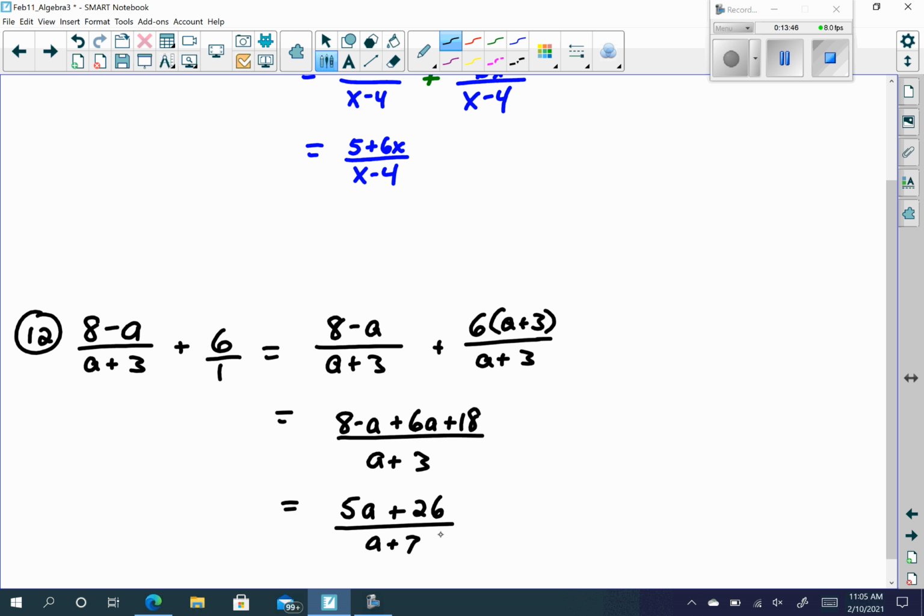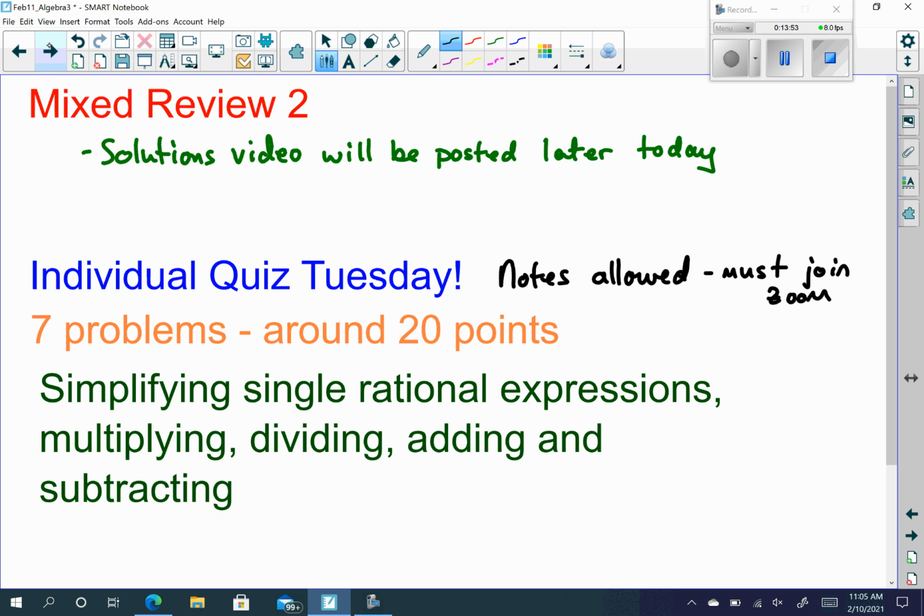All right, so please let me know if you still have questions over these 12 problems. You're going to do another review, mixed review today. I will post a solutions video hopefully by the end of the day today. If not, it'll definitely post over the weekend for you guys to check. So you will have an individual quiz Tuesday.